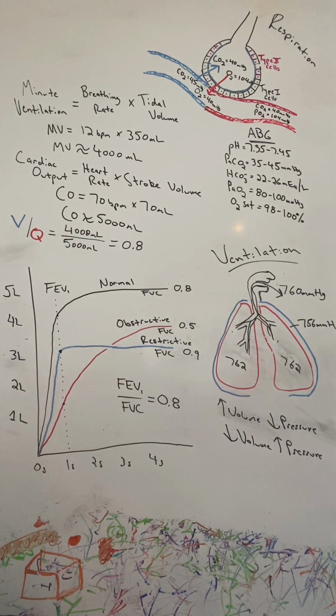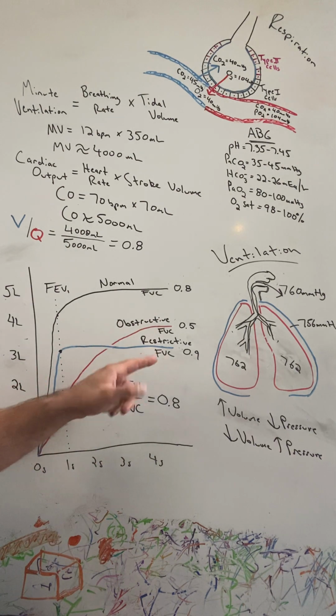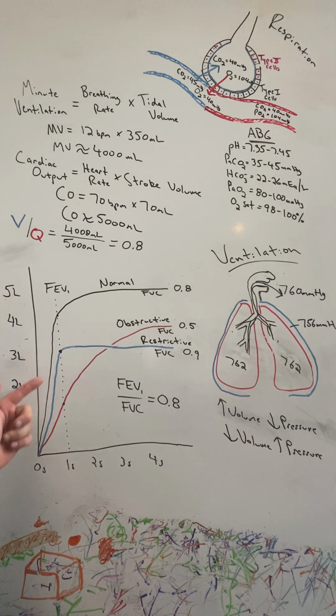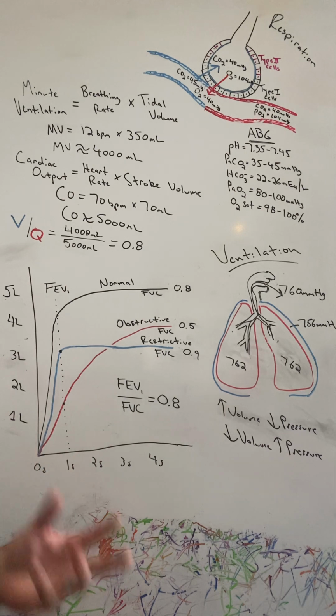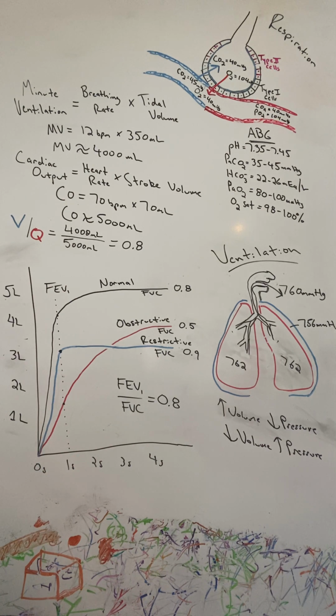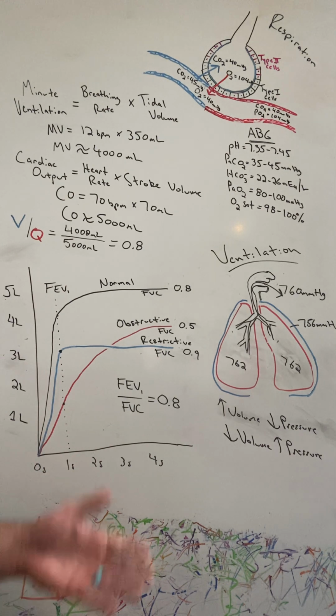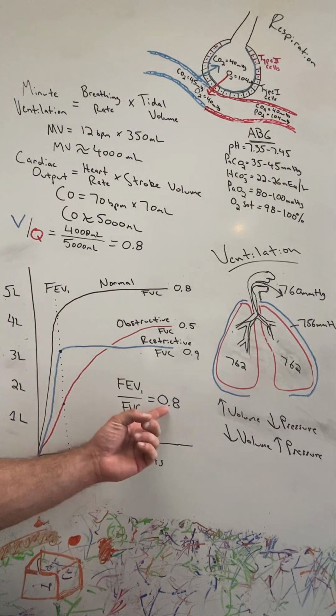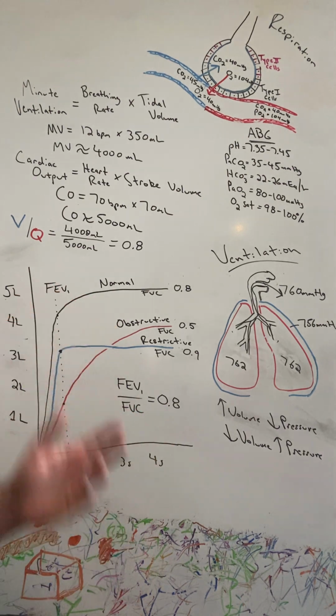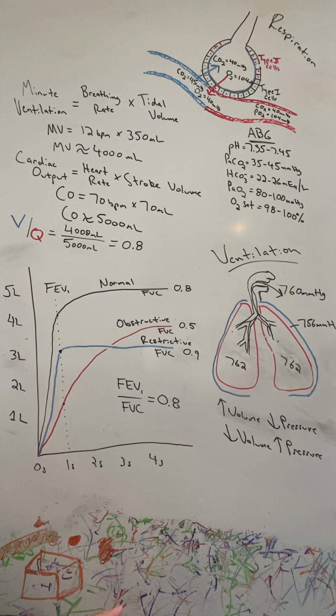Since restrictive lung disease, they can't get air in the first place, so they're going to have a lower FVC, obviously, but they're going to have most of the air out in a second because it just comes out, and there's not a whole lot more to get out, okay? Because we can't get air into the lungs in the first place. So a normal FEV1 to FVC would be about 0.8, obstructive, less than 0.8, so 0.5, 0.6, and restrictive would be greater than 0.8, so something like 0.9, okay? So that's ventilation, and this is how we would check it with a very basic pulmonary function test.